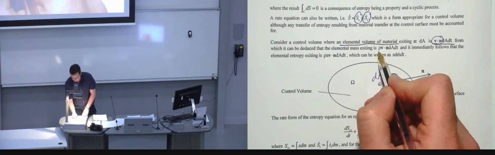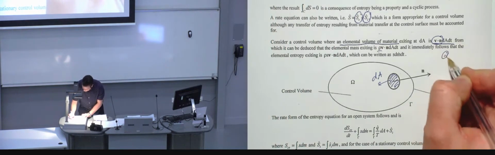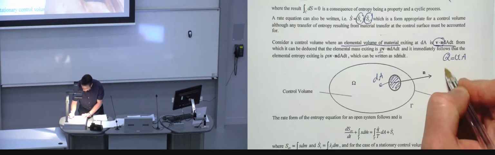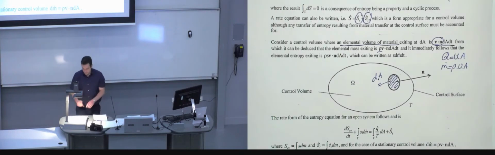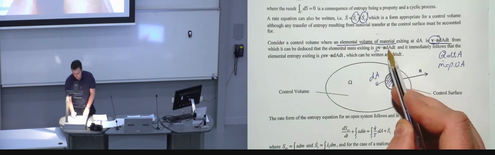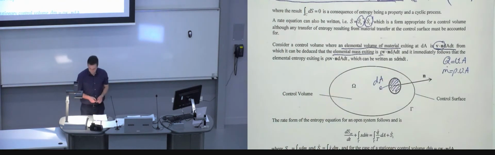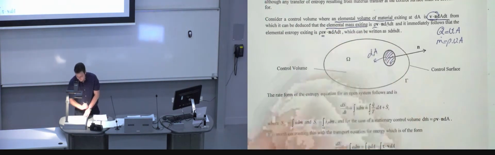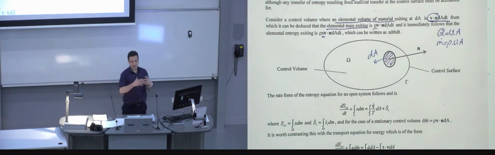If I multiply that now by density, let's just revise our fluid mechanics. Q = UA, this is not heat, this is just volumetric flow rate. m dot is rho UA, right? And this is the same thing here. So this is rho UA multiplied by dt in order to give you the elemental mass exiting through dA. And if I now multiply that by s, that would give you the elemental entropy exiting the opening.